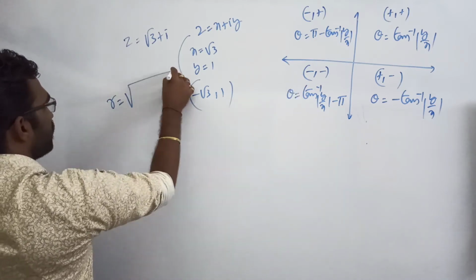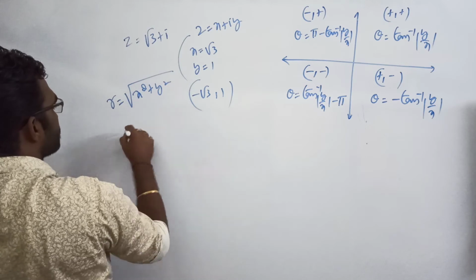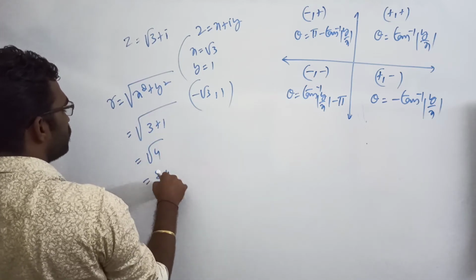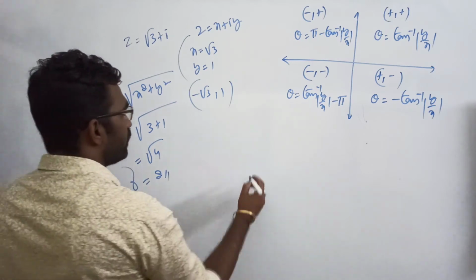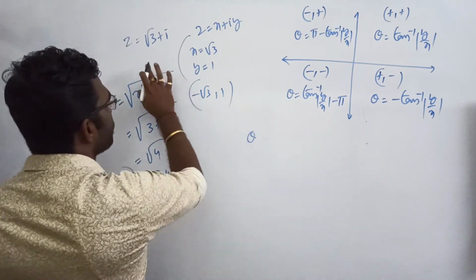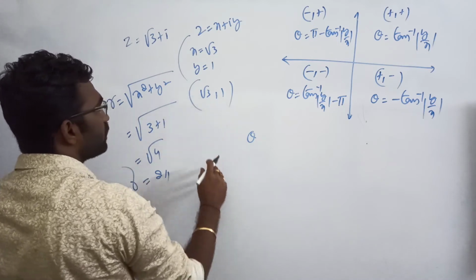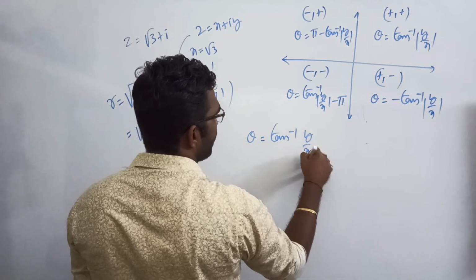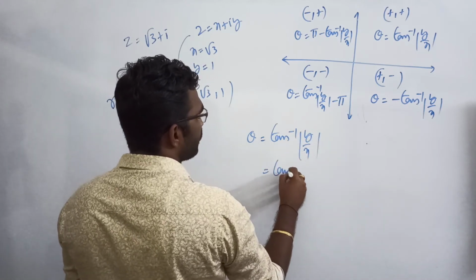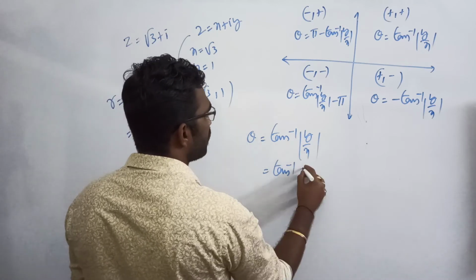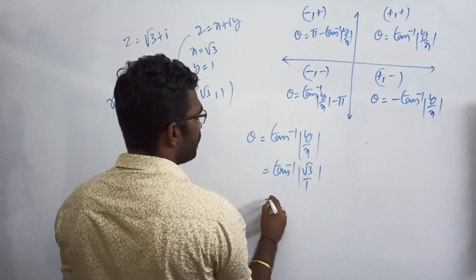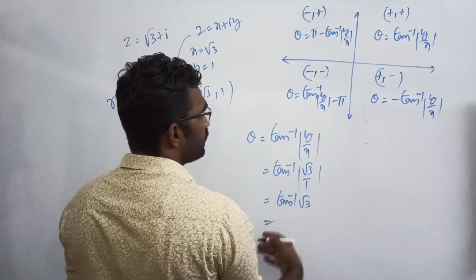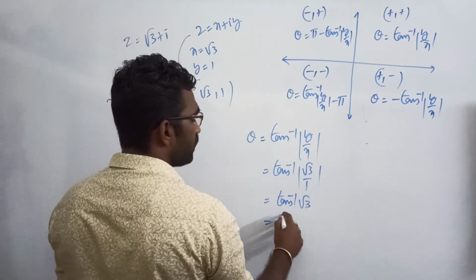Therefore r equals the square root of x squared plus y squared. That is 3 plus 1, which is 4. Therefore the answer is 2, so r is equal to 2. Since it is lying in the first quadrant, theta comes directly as tan inverse of y by x, that is tan inverse of 1 by root 3. Tan inverse of 1 by root 3 means tan of 30 degrees, that is pi by 6.